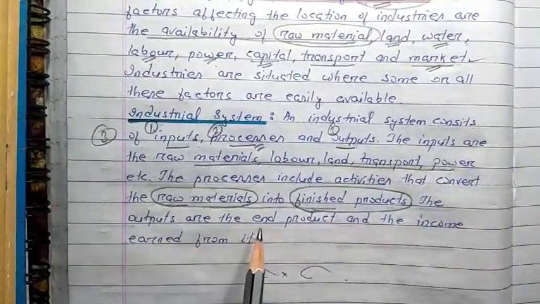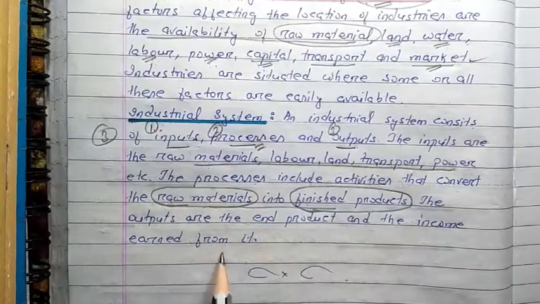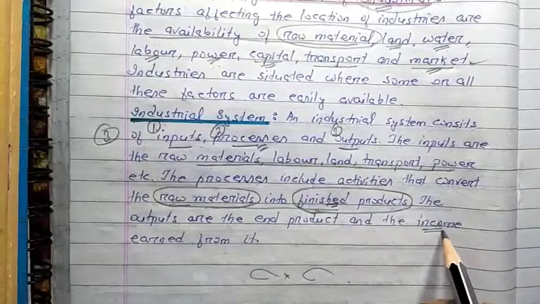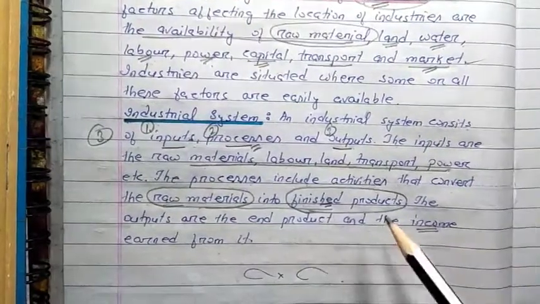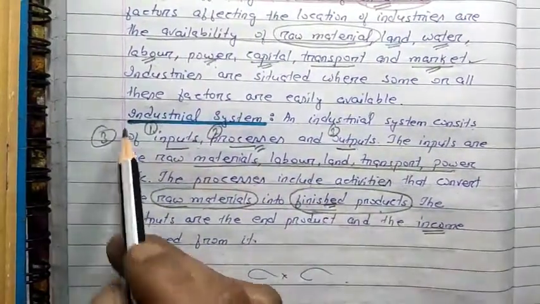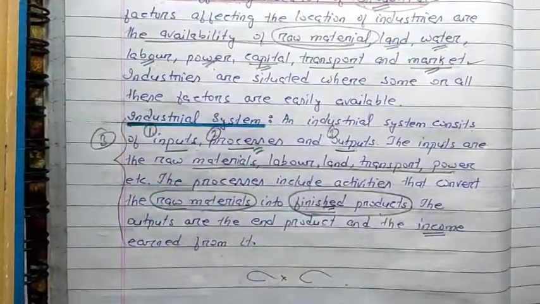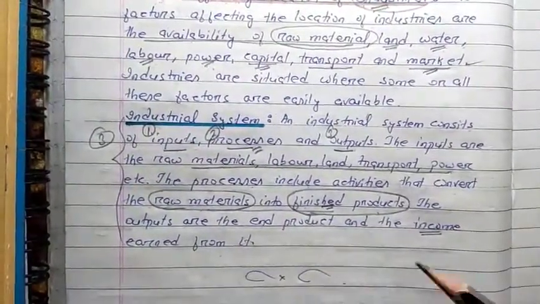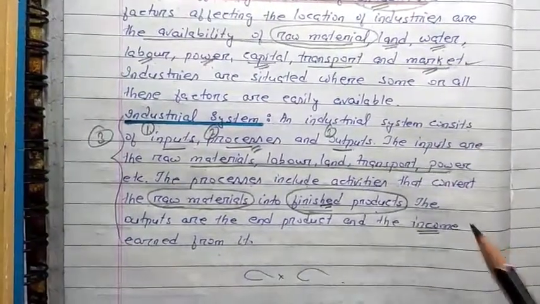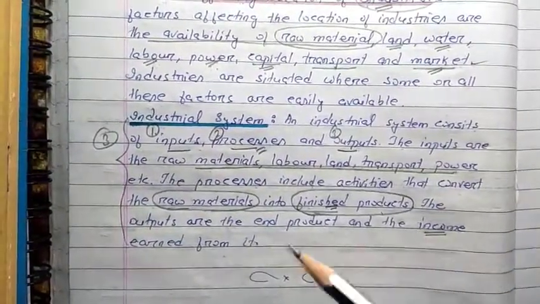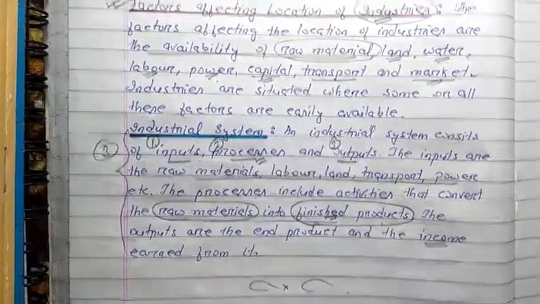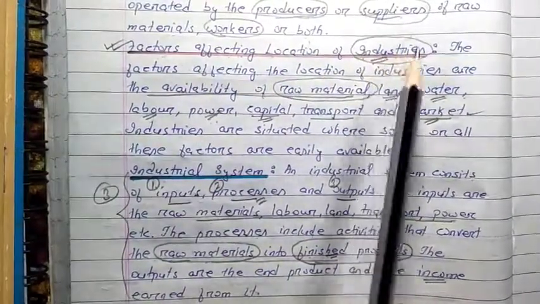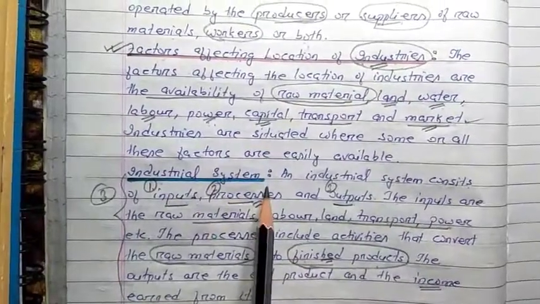The outputs are the end products and the income earned from them. Outputs, we can say, are the finished products as well as the income or profit earned after selling these finished products. So that's about the industrial system. So today's video is completed. In this video we have mainly discussed industry, the classification of industry, the factors affecting location of industries, and the industrial system.